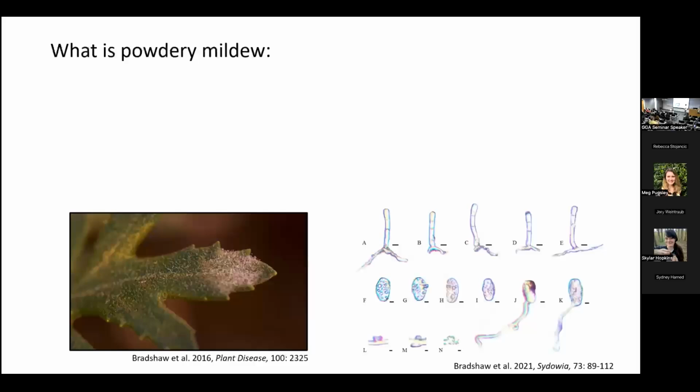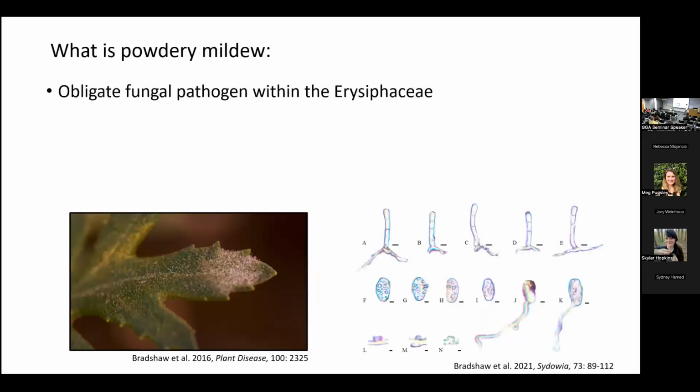Okay, so what exactly is powdery mildew? It's an obligate fungal pathogen, monophyletic within a single family, Erysiphaceae. An obligate pathogen means that it needs a living host to survive. And that's probably why it's extremely understudied. You can't culture it. It's never been done before. There's probably just too much crosstalk with the plant and with the pathogen.